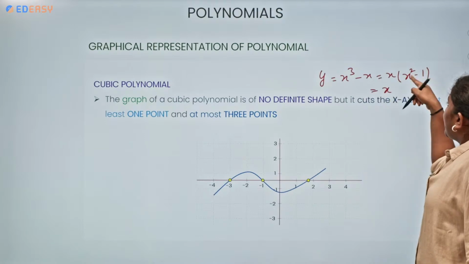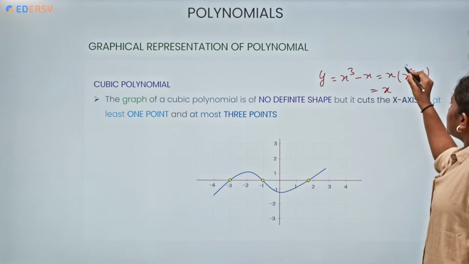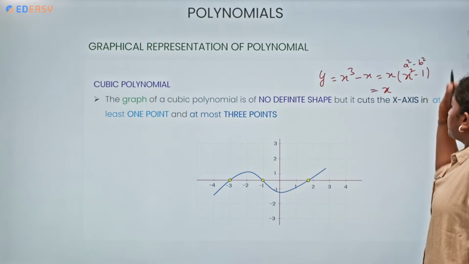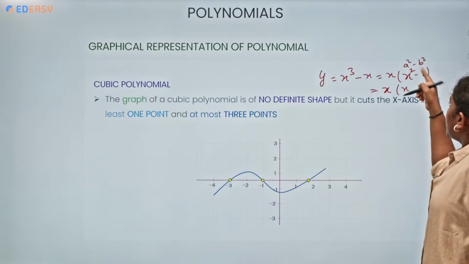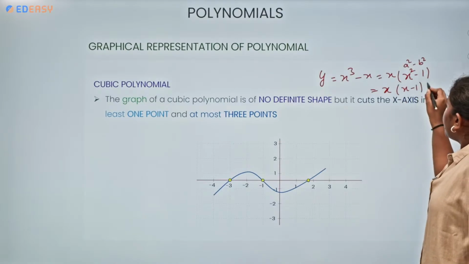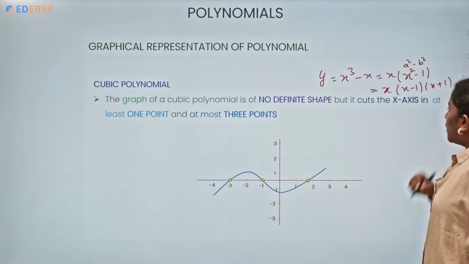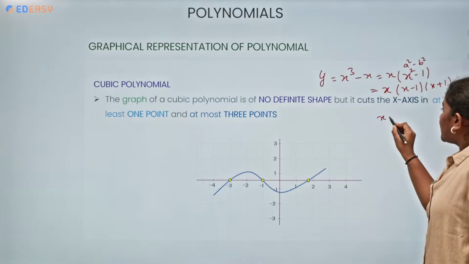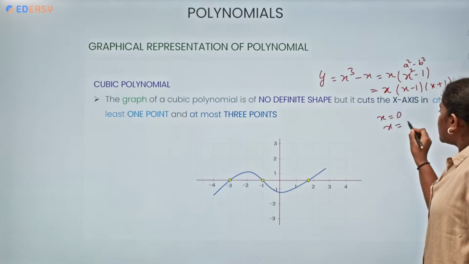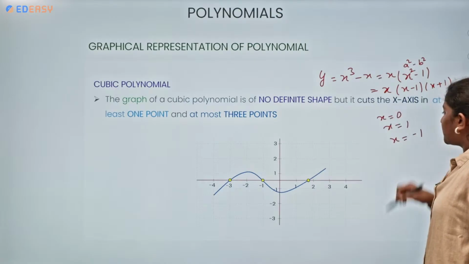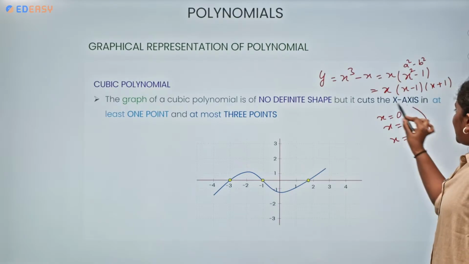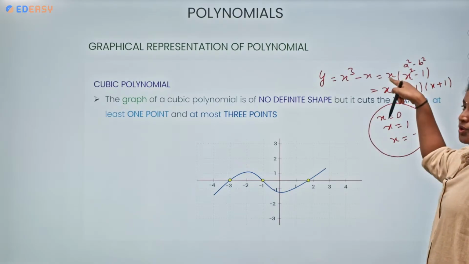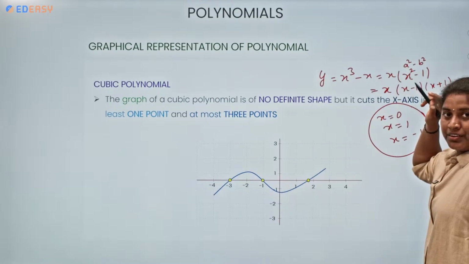And once again, x square minus 1 is in the form of a square minus b square, so I can write it as a minus b into a plus b. Now from this, what will the zeros be? x equals 0, x equals 1 and x equals minus 1. These three are the zeros of your cubic polynomial, right?